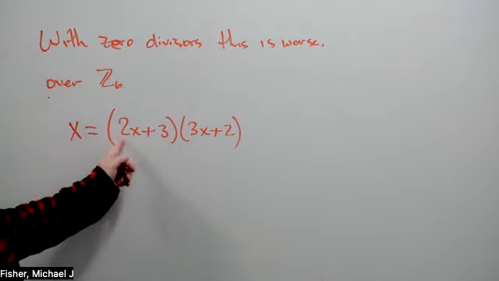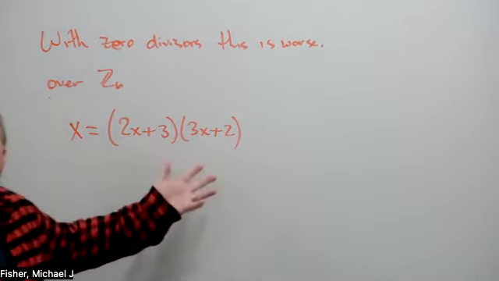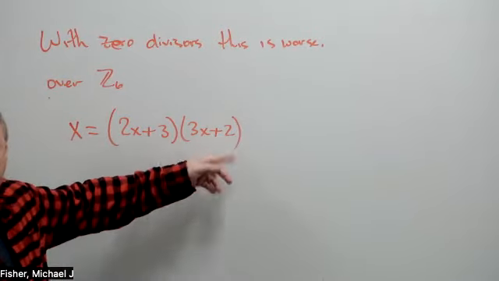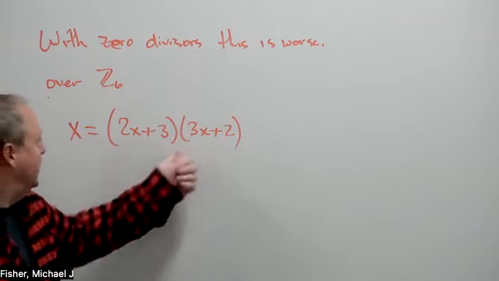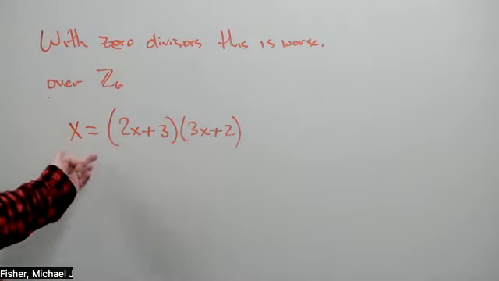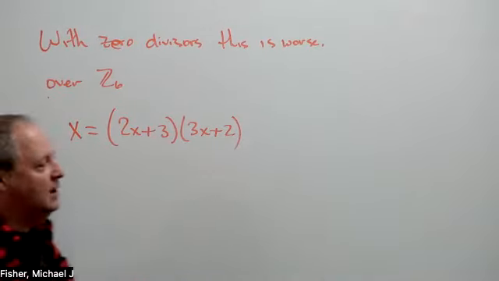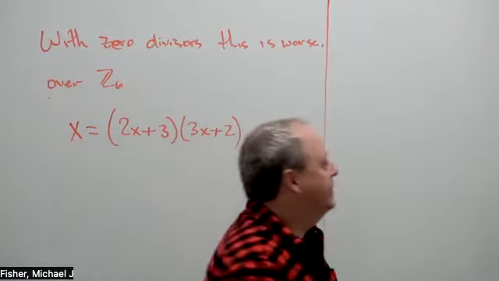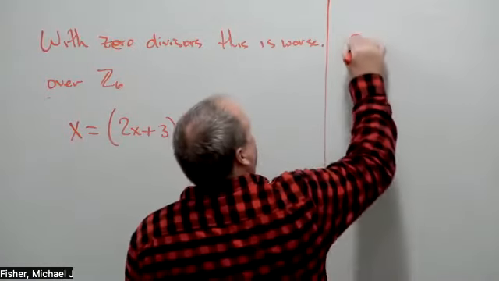Because in Z6, if you look at the quadratic term, it's a multiple of 6, so it's gone. And if you look at the constant term, it's a multiple of 6, so it's gone. And the middle term is 4 plus 9, which mod 6 is 1. So X actually factors this way, which is really nasty. But it gets worse. So I'll give you a quick example.